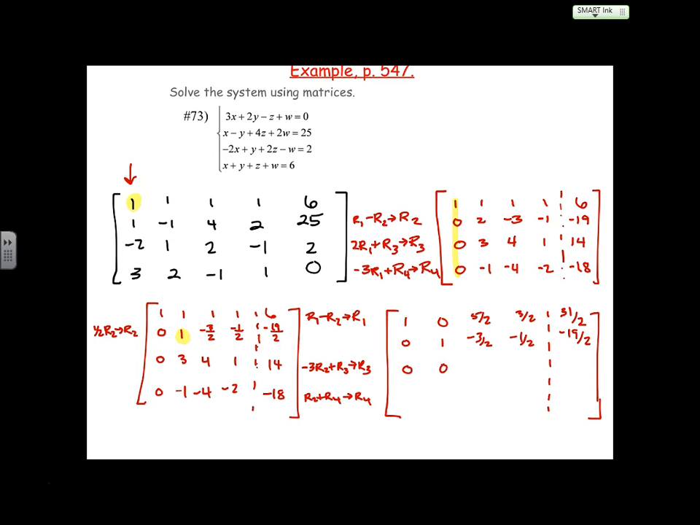Negative 3 times negative 3 halves is 9 halves, plus 8 halves is 17 halves. Negative 3 times negative 1 half is positive 3 halves, plus 2 halves is 5 halves. Negative 3 times negative 19 halves is positive 57 halves. 57 halves plus 28 halves, which would be 75 halves.